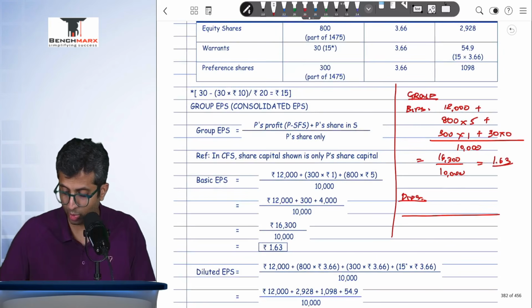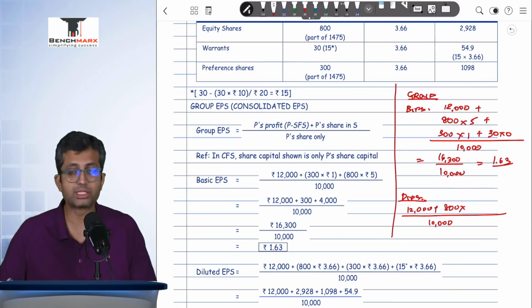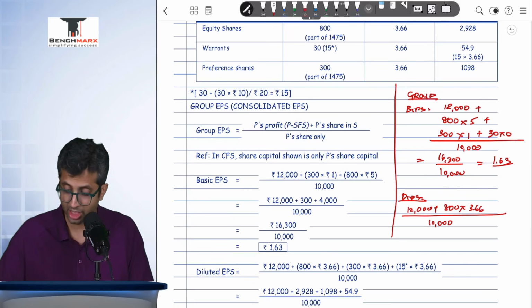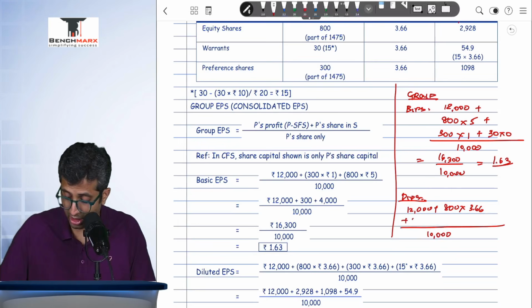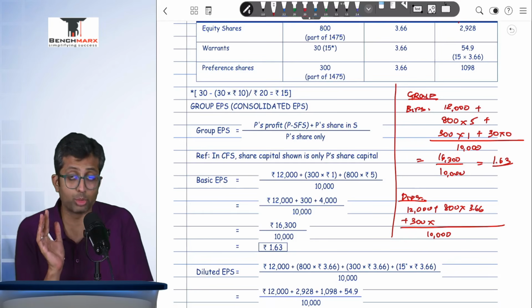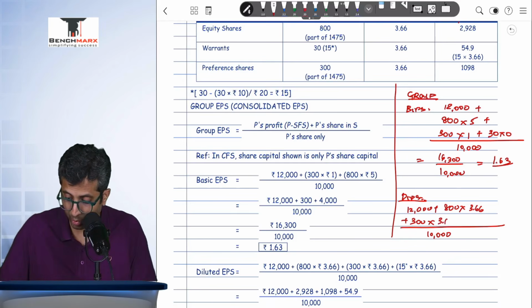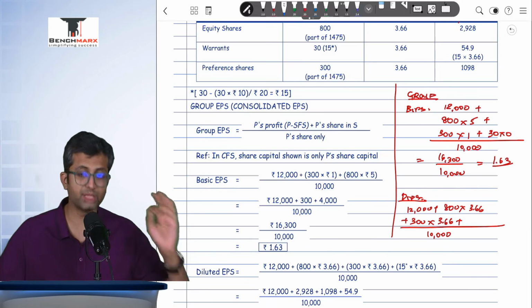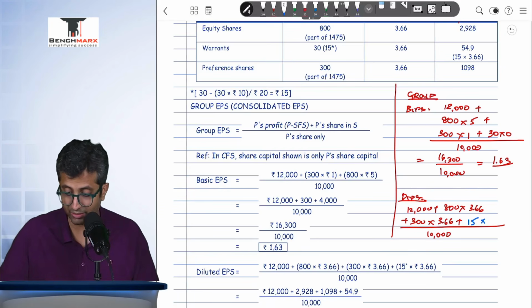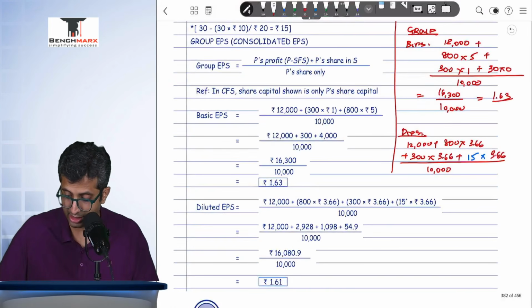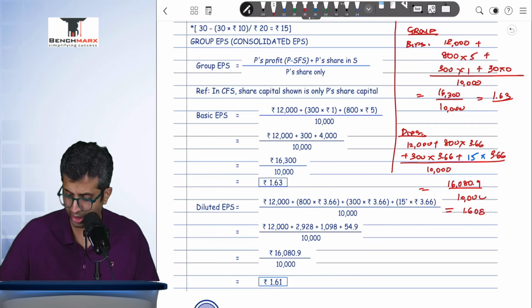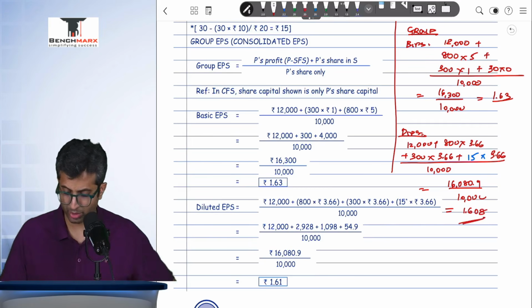Diluted EPS will start where, in the denominator, it is still 10,000. In the numerator, you will say 12,000 plus I have 800 instruments in the subsidiary, which on a fully diluted basis will earn only 3.66. Further, I have 300 preference shares. As a preference share, they will earn 1 rupee. But if they were converted on a diluted basis, they will become equity shares, which will earn 3.66. And I have 30 warrants, which are equivalent to 15 incremental shares. And hence, 15 incremental shares into 3.66. And hence, you will take 16,080.9 upon 10,000. And hence, this will be around 1.608 approximately. Are we clear with this? This will be around 1.608 or 1.61.